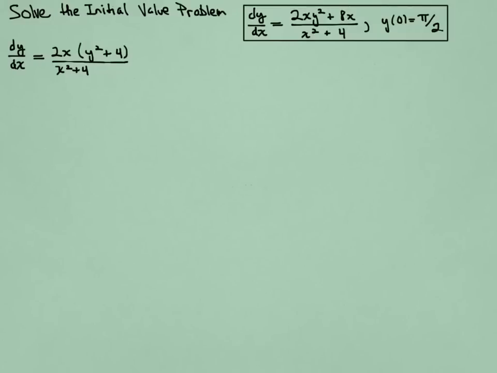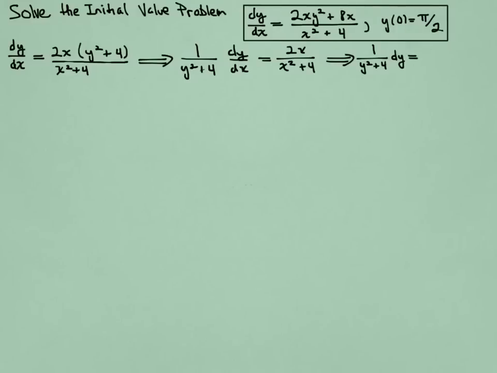In this case, I need to get the part with the y squared plus 4 over to the side with the dy. So we're going to divide both sides by y squared plus 4. On the right side I have just the expression involving x. And then next what we'll need to do is take the differential dx and move that over to the other side, and we'll have separated the variables. So let's do that next. Next we'll integrate both sides.